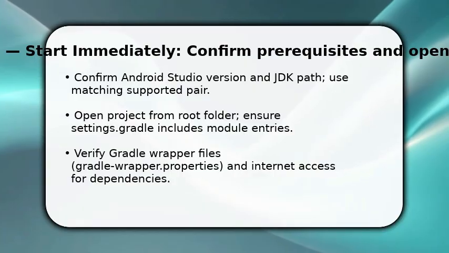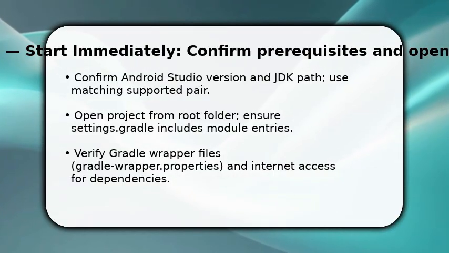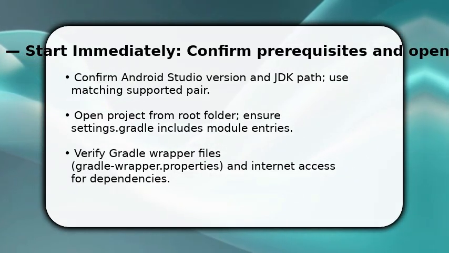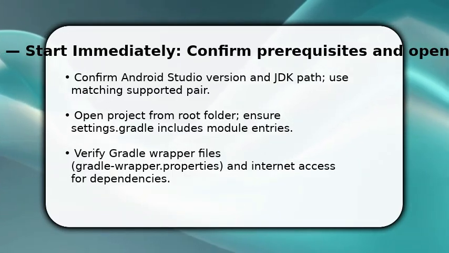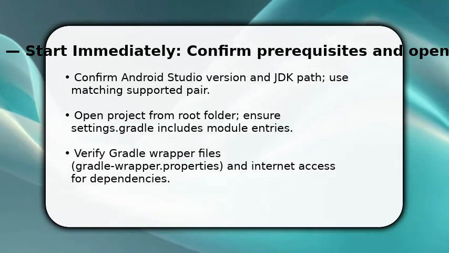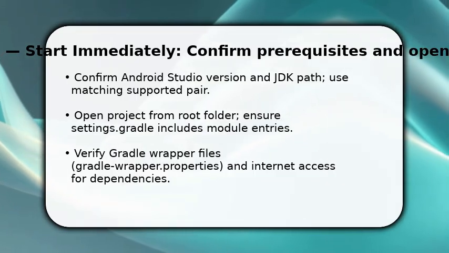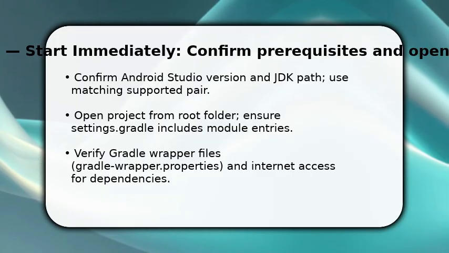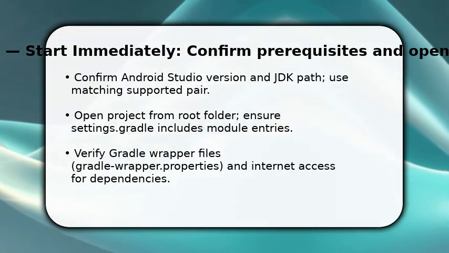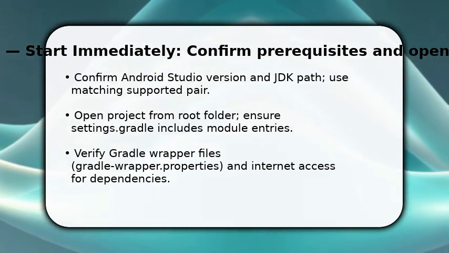You start now by confirming the basics. Check Android Studio and JDK compatibility, then open the project from its root folder so paths resolve. Once done, inspect settings.gradle to ensure the missing module is listed with include module name, because Gradle reads that file first. Also, make sure the Gradle wrapper exists and points to a supported distribution. Make sure you have internet access if dependencies need downloading. If any path is wrong, correct it immediately and resync the project so Android Studio recognizes modules.